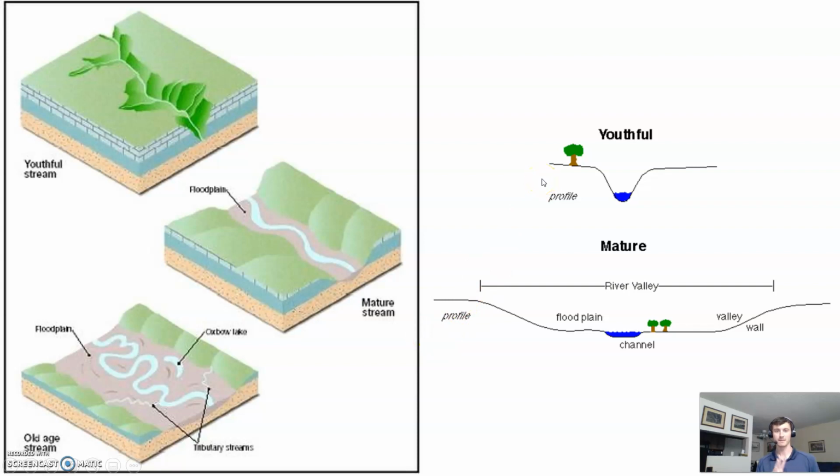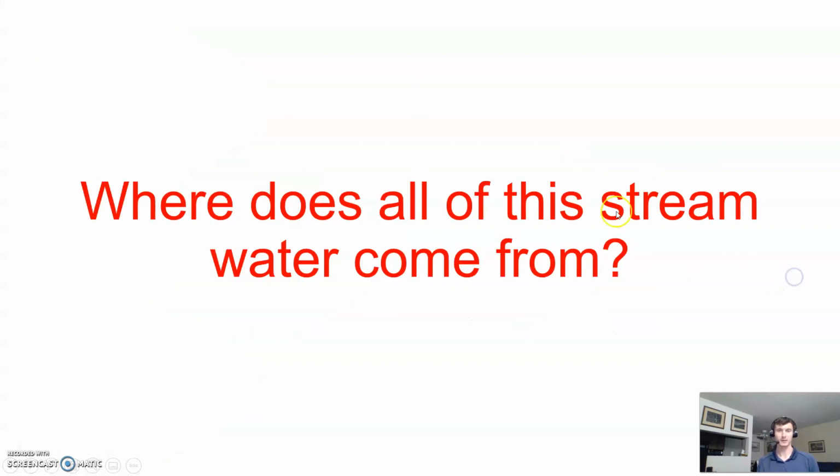So looking at it from the side, in our side view, we have a V-shaped canyon or more youthful river. This is a more mature river, which has a broad entire river valley which contains both the channel itself as well as the floodplains, all the way up until we get to the point where the flood never reaches, up above the valley walls.